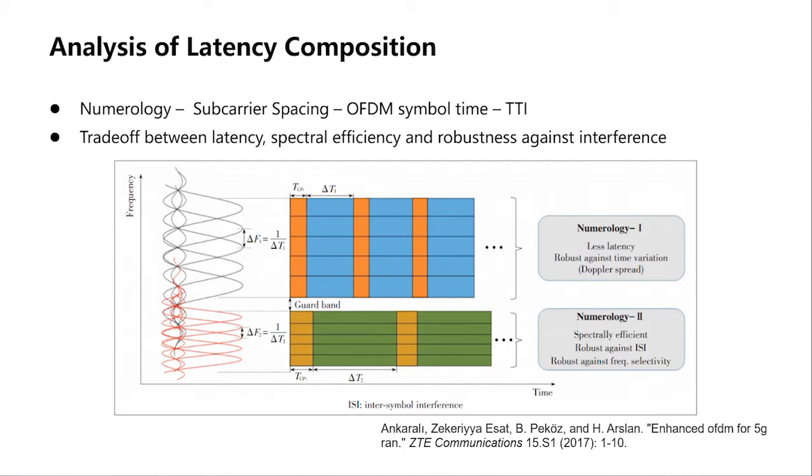Increasing numerology to get a shorter TTI can give better latency performance, but would also have side effects such as higher intersymbol interference, the ISI, lower efficiency of spectrum utilization, and weaker resistance against multipath channels because of a shorter cyclic prefix. So a trade-off should be made between latency, spectral efficiency, and robustness to choose a suitable TTI to meet the requirement of particular applications. And in our experiment, we tested the performance of 1 millisecond and 0.5 millisecond TTI.